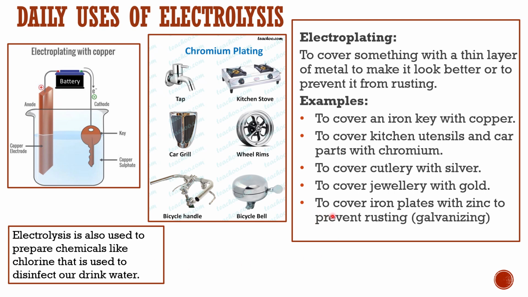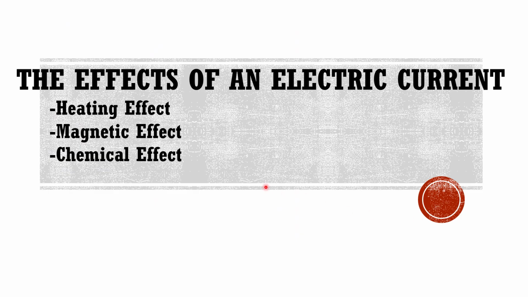And then lastly, we can also cover iron plates with zinc to prevent rusting. Those are the zinc plates that we use on our roofs, so that the iron plates are covered with a layer of zinc. The zinc does not rust as easily, and then it prevents our roofs from rusting. And that process is also a type of electrolysis, but specifically called galvanizing. So we've done the three effects of a current: heating effect, magnetic effect, and chemical effect.